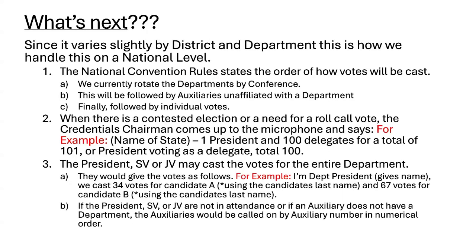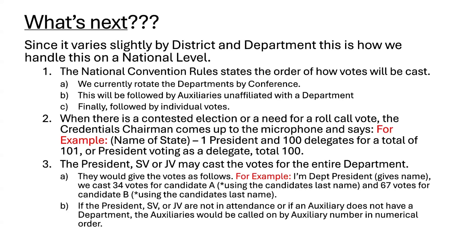So what's next? Well, since it varies slightly by district and department, this is how we handle this on a national level. The National Convention rules state the order of how votes will be cast. We currently rotate the departments by conference. This will be followed by auxiliaries unaffiliated with the department, finally followed by individual votes.